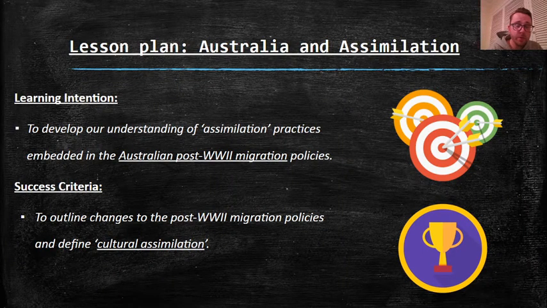In this lesson, we are looking at developing our understanding of the term assimilation. So what does it mean? And what were the assimilation practices embedded in Australian post-World War II migration policies? We started off with the White Australia policy in the Immigration Restriction Act of 1901. That occurred for another 40-50 years. After World War II, we've had to change it. What's happening with assimilation? Outlining changes to the World War II migration policies and defining this term, cultural assimilation.